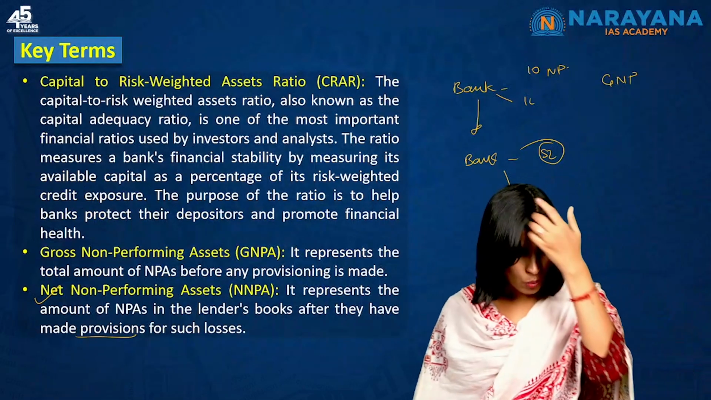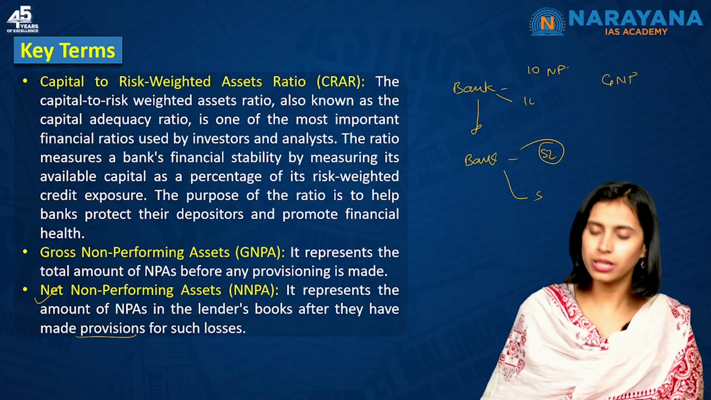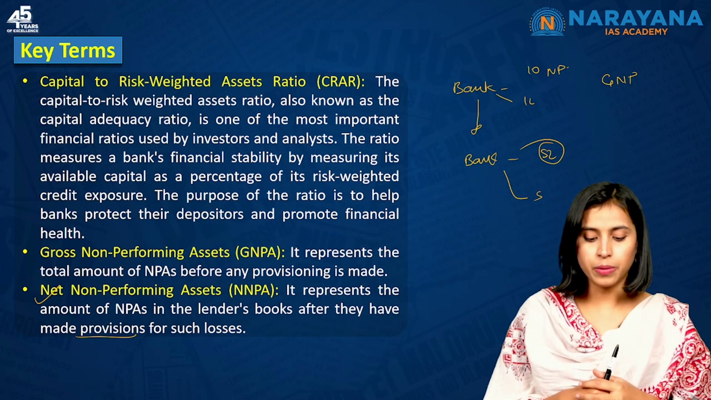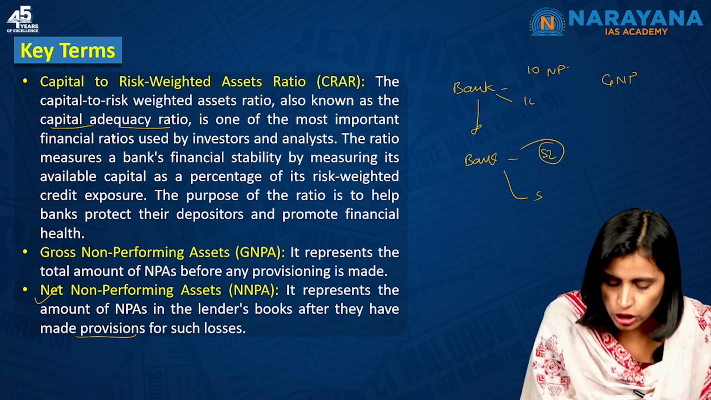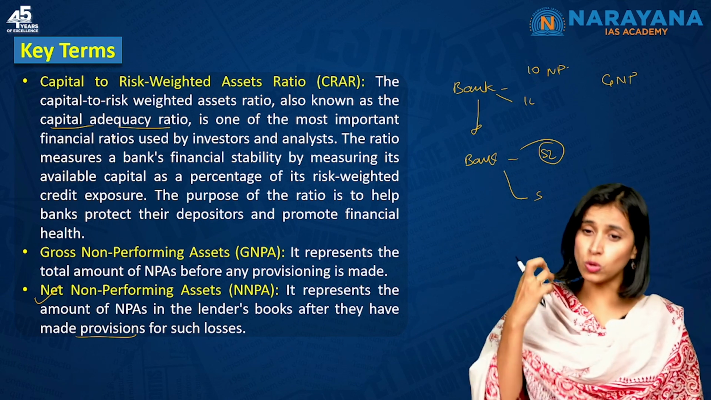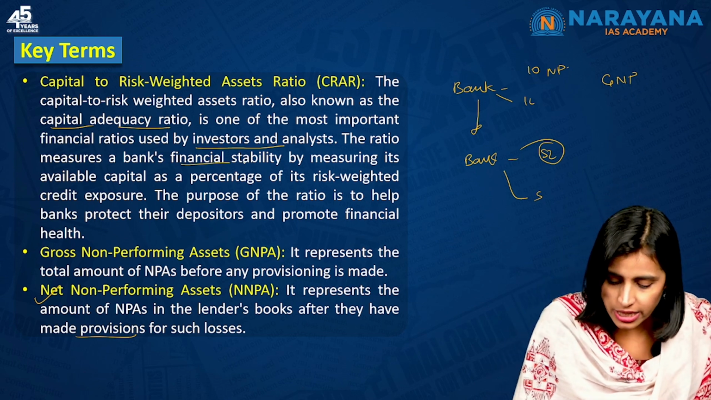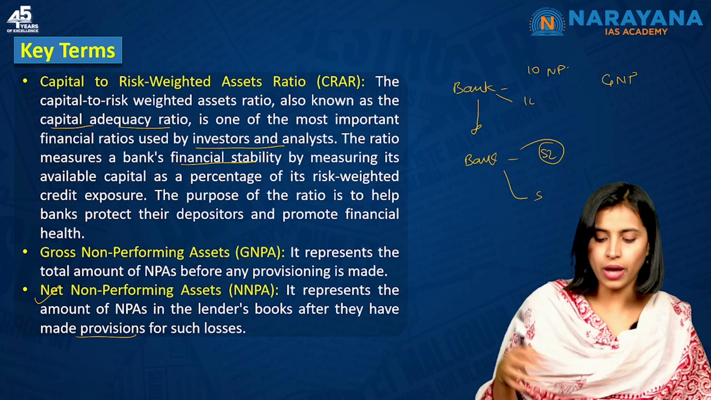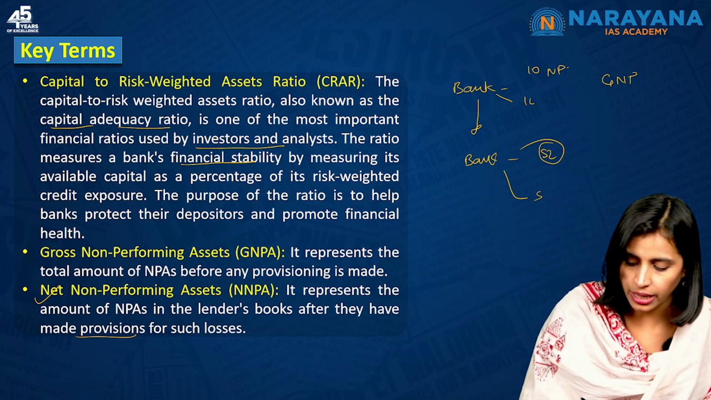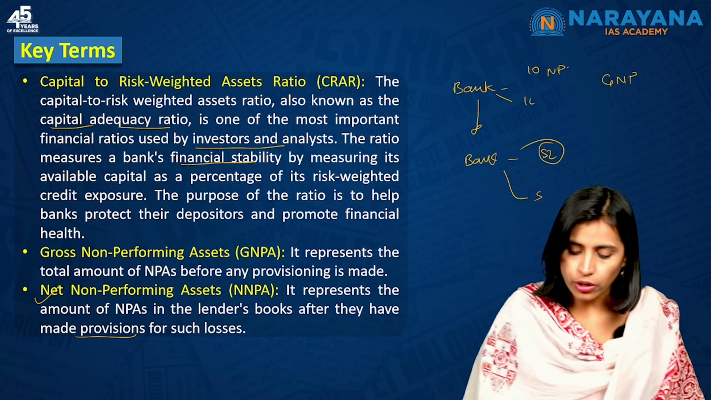Now, let's come to what the CRAR, or capital to risk weighted ratio, is. This ratio is important because it is also known as the capital adequacy ratio. It is one of the most important indicators used by investors and analysts to judge the financial stability of the market or even of the bank, and to measure the availability of capital as a percentage of the risk-weighted credit exposure. So how do we measure it?